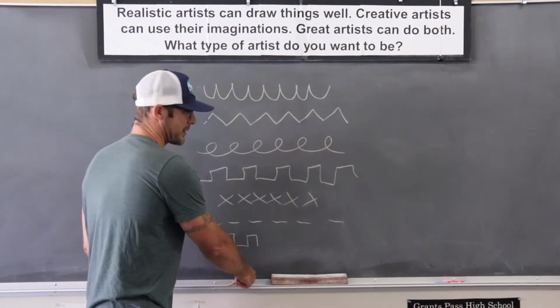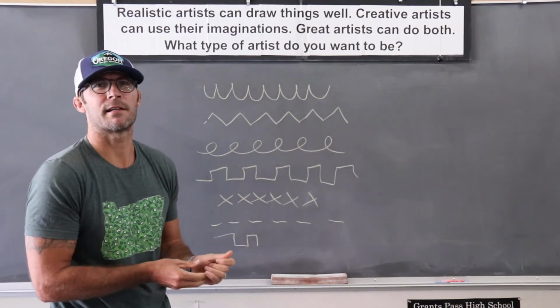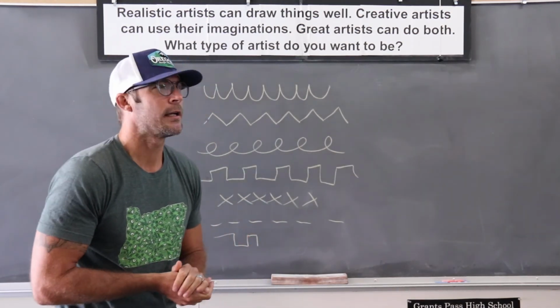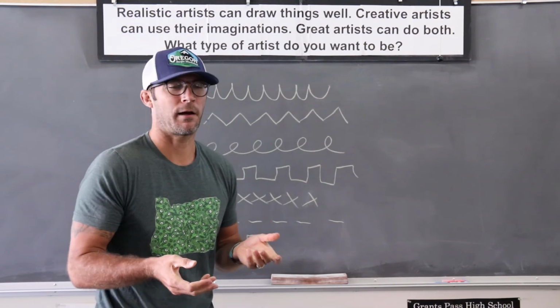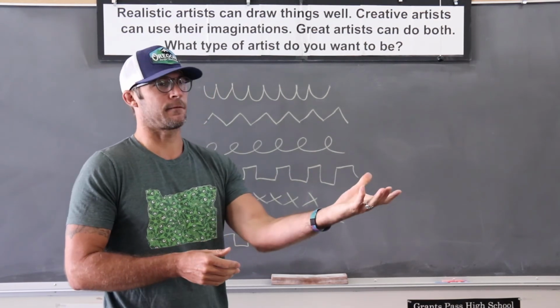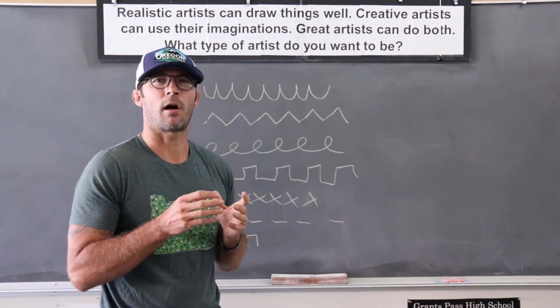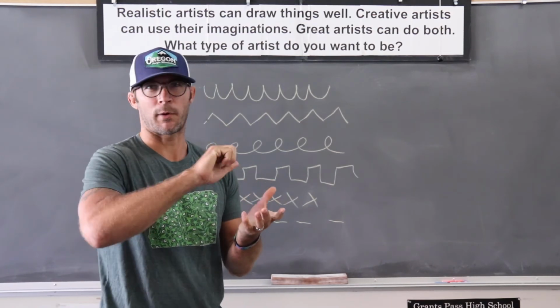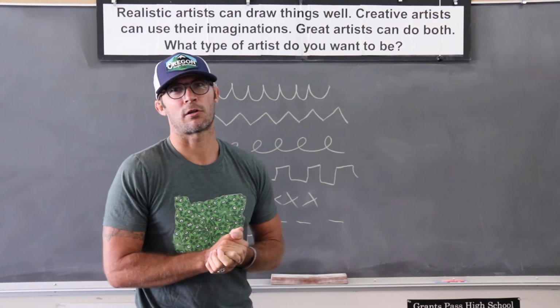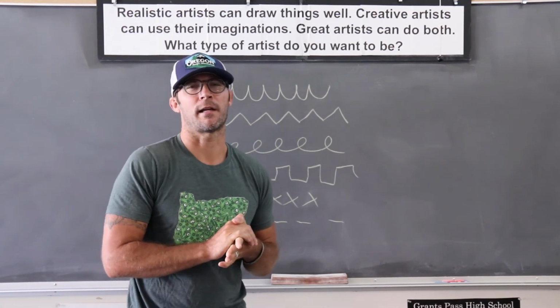So what you're going to be doing today is called an expressive line drawing of your shoe. You're going to take one of your shoes from your house, set it right in front of you, and draw it. But instead of drawing it with just your normal type of line, the way that you normally would, you're going to draw it with an expressive line.